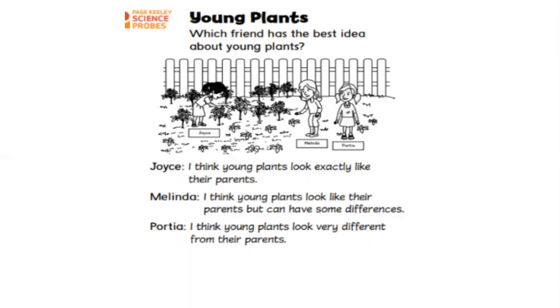So if you think back to the apple tree and the cycle of life for the apple tree, what did you notice about the apple tree when it was a baby versus when it was fully grown and ready to make its own fruit and create another tree? Now that you've had some time to think, which one of the kids do you agree with?